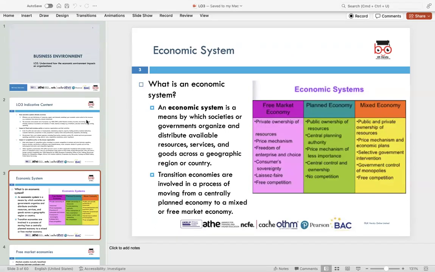Economic system. What is an economic system? The term economic system refers to a framework that is utilized by societies or governments in order to organize and distribute resources, services, and goods within a particular geographical region or country. So it is a process that transition economies go through in order to transition from centrally planned economies to mixed or free market economic systems.